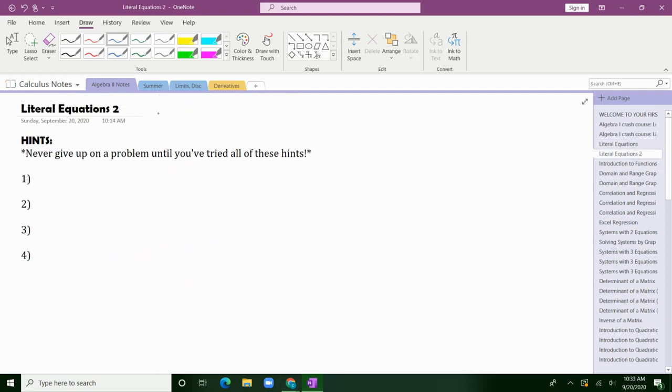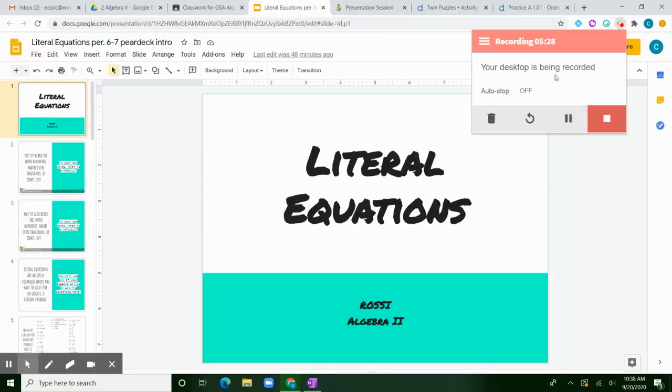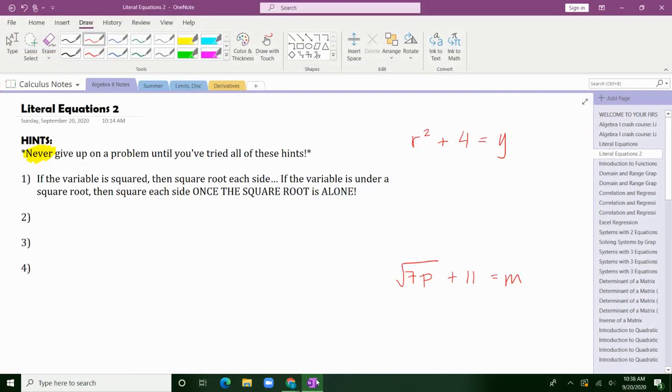And I find that sometimes when people do literal equations, they tend to give up because it just looks complicated. And you should never, ever give up on a problem until you have completely exhausted all of these hints and then some. Okay, so I'm going to pause here and write down this hint for you. So that's hint number one, which I wrote up here. Can you write that down in your notebook?